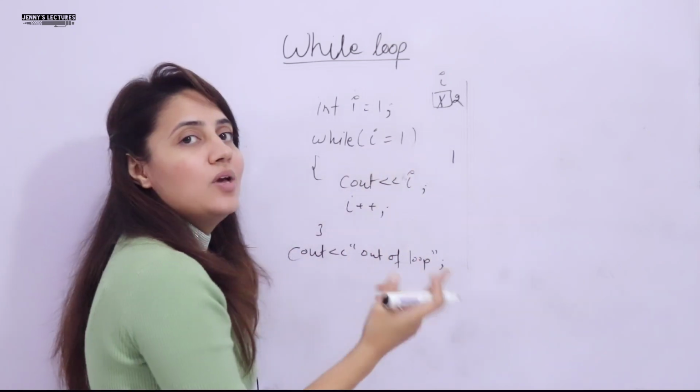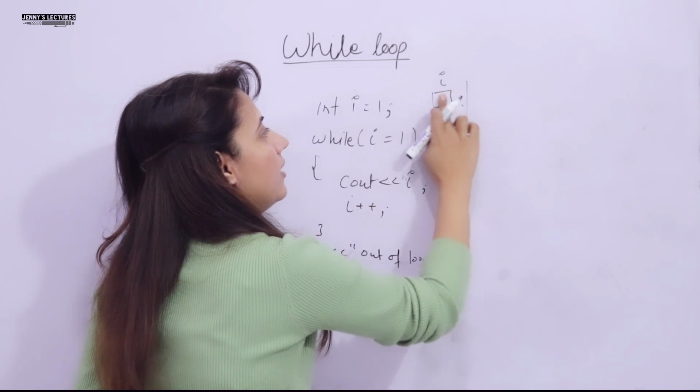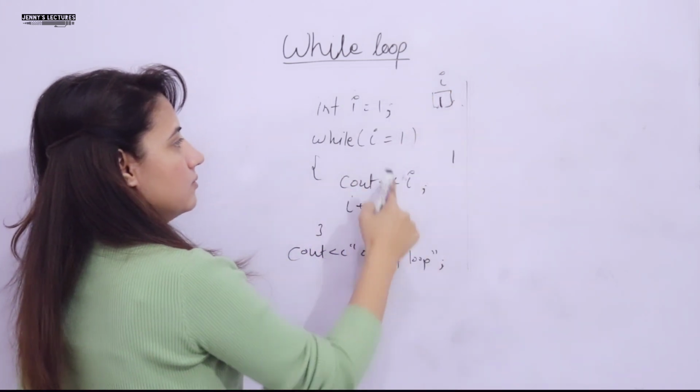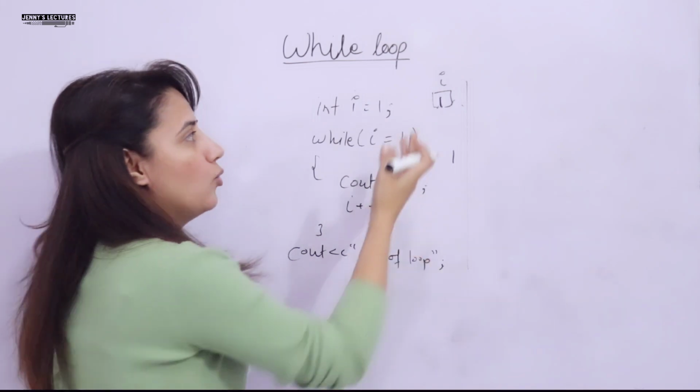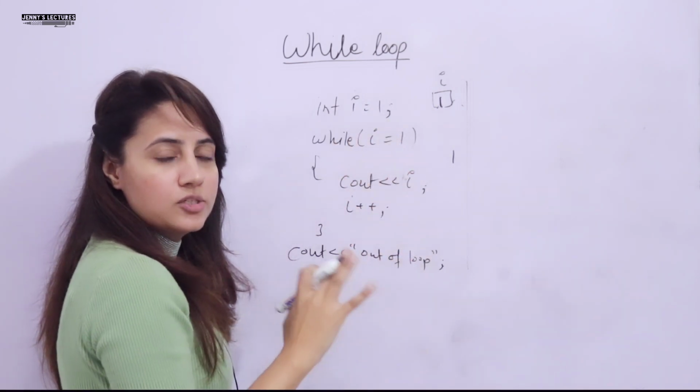So again in i we are assigning 1. So again in i, 1 would be assigned. Okay, now the condition is true. Now it's not a condition, just an assignment. And 1 is what? 1 means true. Only 0 means false.